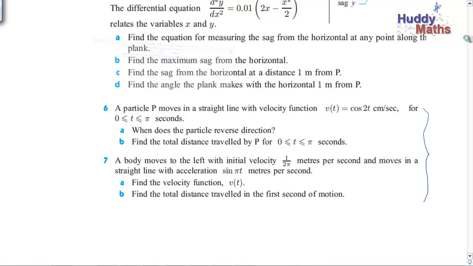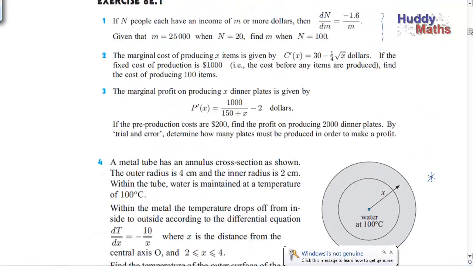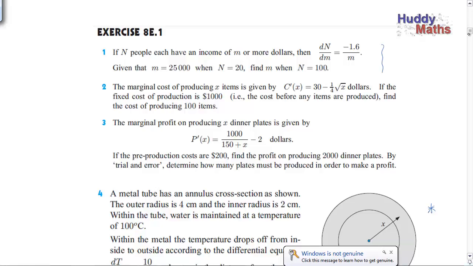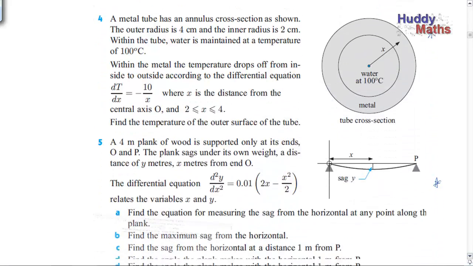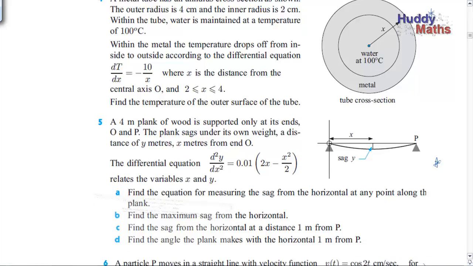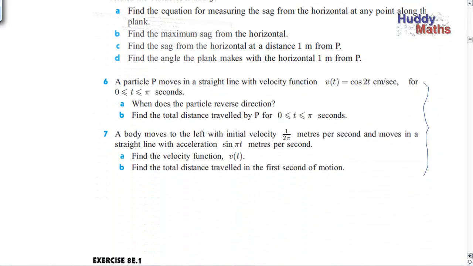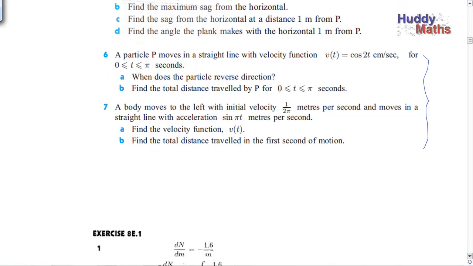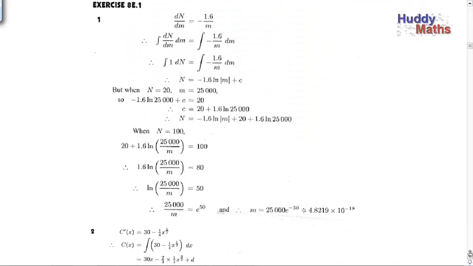So I'll just go back up, and you can pause at various places. There's 1, 2, 3, and let's go down, 4 and 5, and 6 and 7. And have a go, and I'll show you the answers now. Okay, most important to show all the steps of working there.